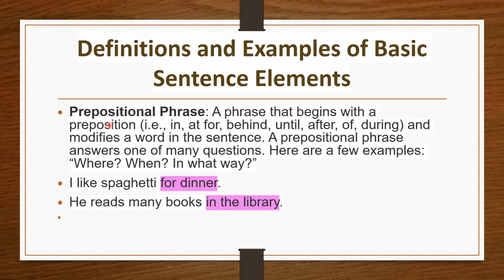Okay, so prepositional phrase. What's the prepositional phrase? It's a phrase that begins with a preposition like in, at, for, behind, until, after, of, during, and modifies a word in a sentence. A prepositional phrase answers one of many questions. Here are a few examples. Where, when, in what way. I like spaghetti for dinner. He reads many books in the library.